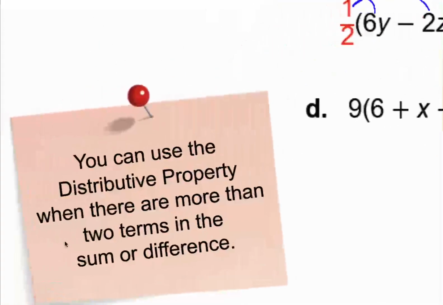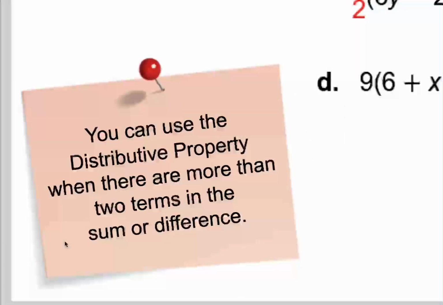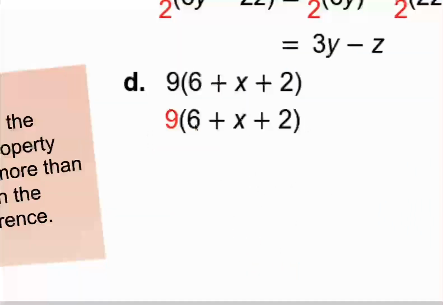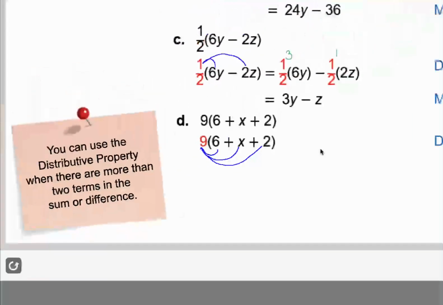Okay, focus with me, Ali. You will solve the question with me. You can use the distributive property when there are more than 2 terms in the sum or difference. So in this case, we will multiply the 9 by the first term, multiply the 9 by the second term, and multiply it by the third term. Let's do it. Okay, go ahead.